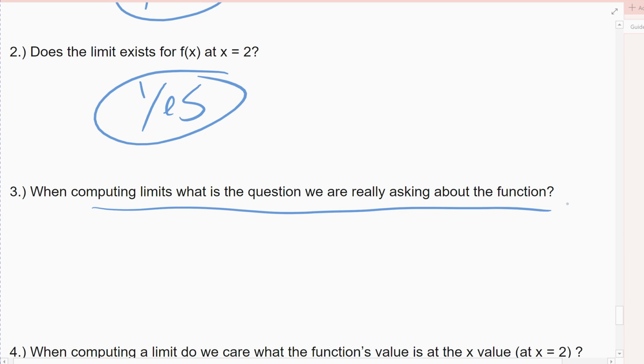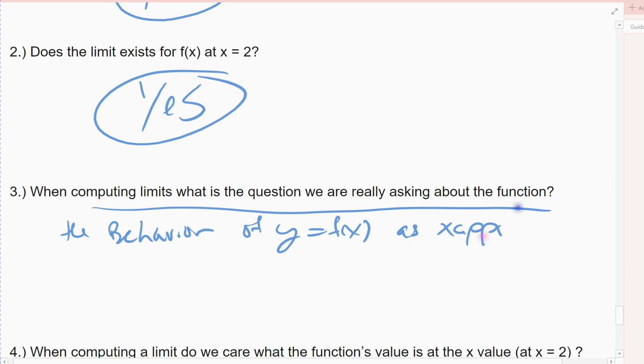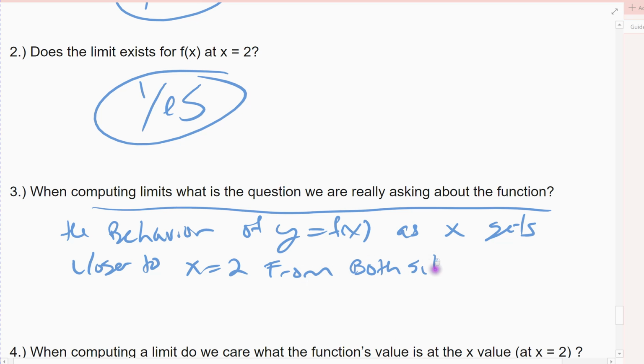When computing limits, what question are we actually asking? Well, we want to know the behavior of the function near the x value, to the left and the right of the x value. So we're looking for the behavior of the y values, f of x, as x gets closer to x equals 2 from both sides. What is the function doing? Is it approaching a value? Is it approaching infinity? Is it approaching different values? Is it approaching the same value? Again, we're interested near the x value, not at the x value.